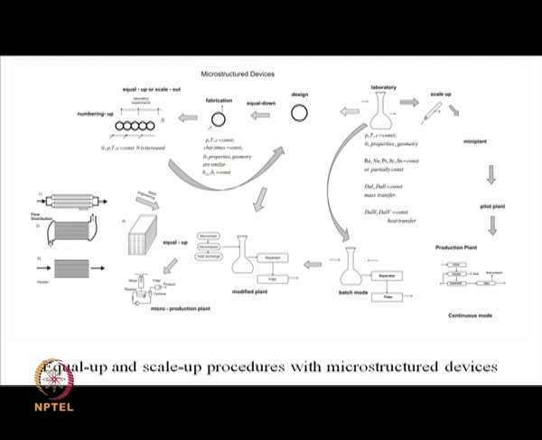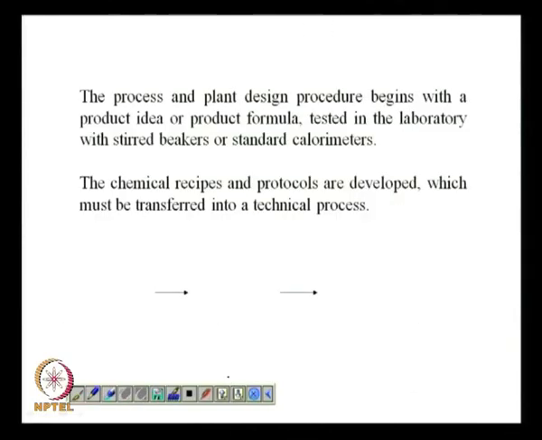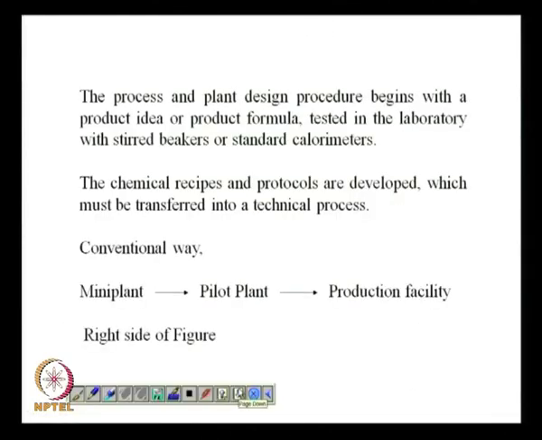And these are some of the flow distributors, some sort of fluidic manifolds which are in use, so as to distribute the liquid evenly through all the microchannels. Let us go into slightly more detail. Now, in a conventional way, you start with a mini plant and you end up with a big production facility, which is the right hand side of the picture which I have just shown you.